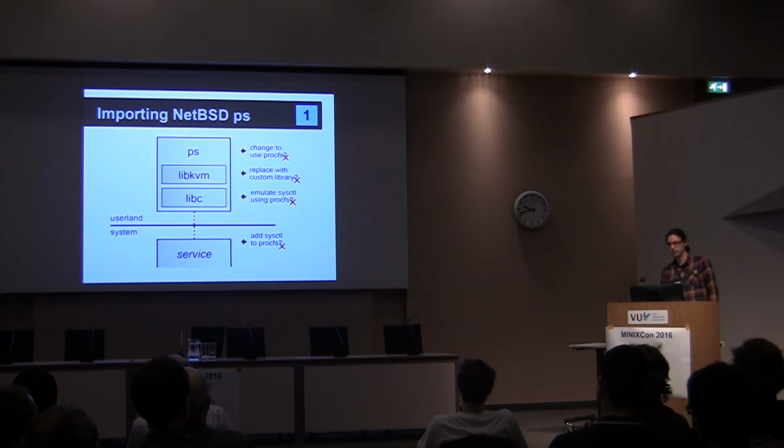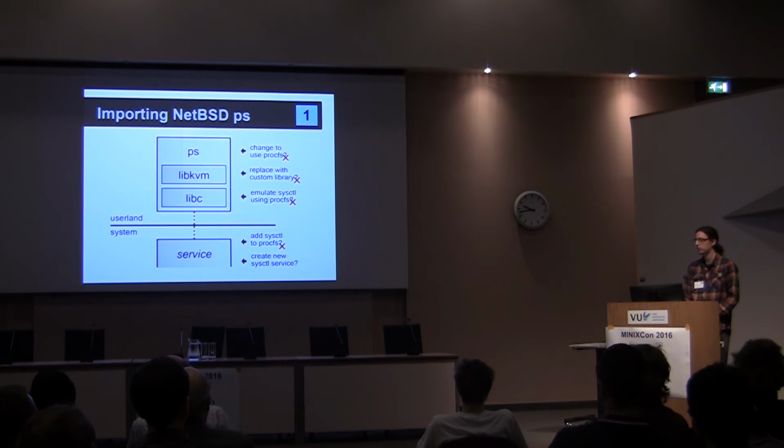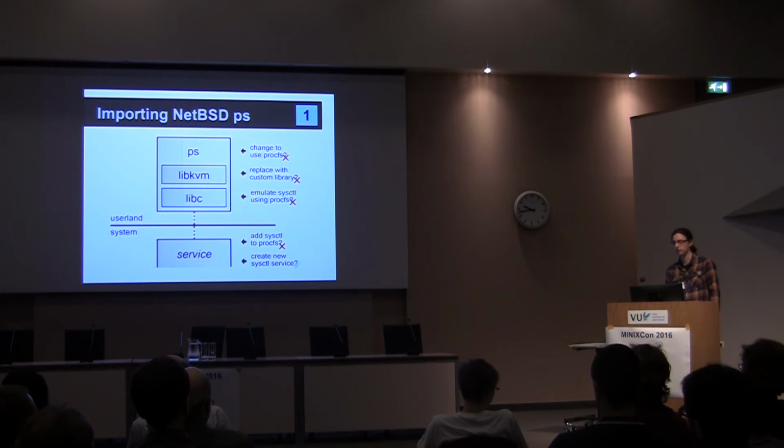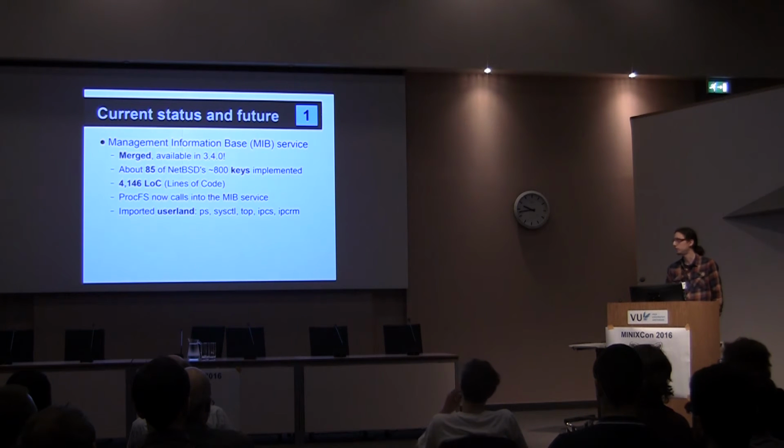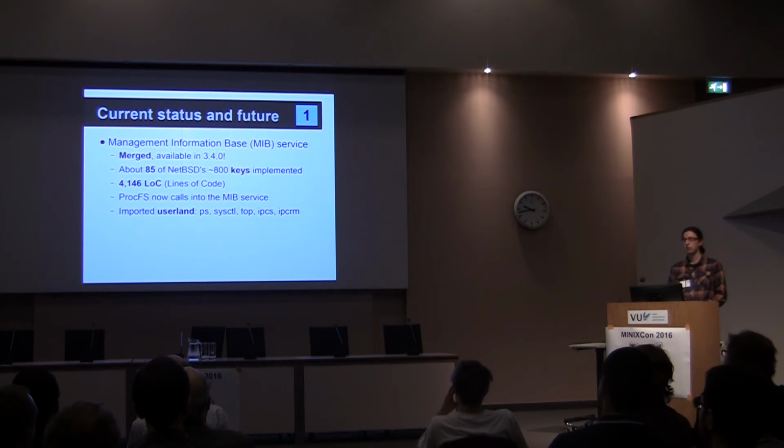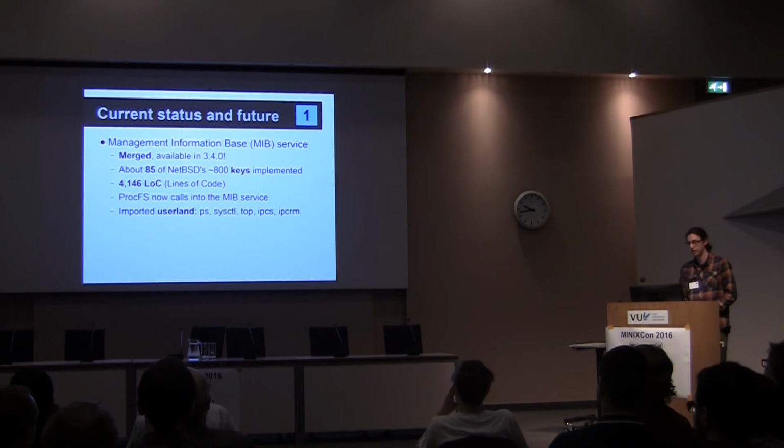So in the end, I decided that the best option would be to create a new service, and that service would just be the implementation of the key value store, as also found on NetBSD, and implement the sysctl service and offer that to userland. So that is what I did a couple of months ago, and that is now the MIB service based on the management information base style numbering. This has been merged, so this is available on the CD that you can get from the table outside.